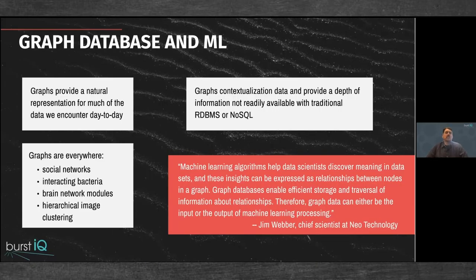So I already talked about this a little bit, but let me dive into it a little more. As I alluded to, graphs are a natural representation of things we see every day. I already talked about social graphs, where they exist in LinkedIn and Facebook, how our brain networks are wired, and hierarchical image clustering. A project I worked on in the past, at a previous company doing Department of Defense work, was doing image recognition and clustering around feature sets on an image in order to identify moving parts from one image to the next.